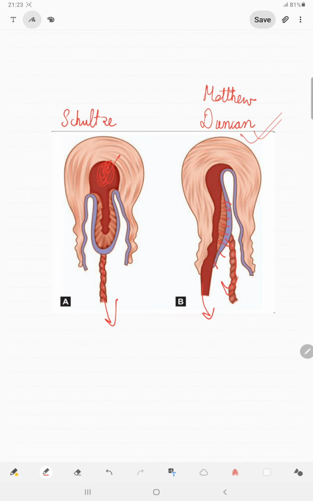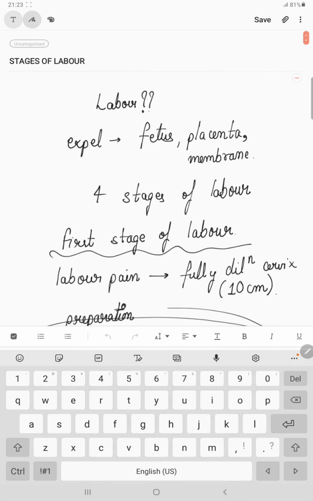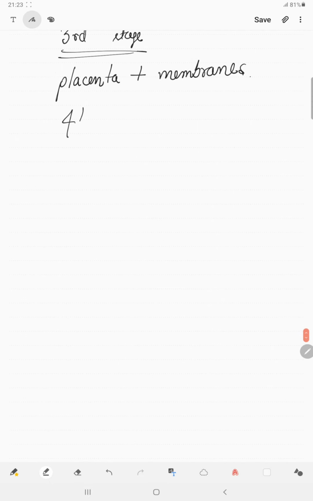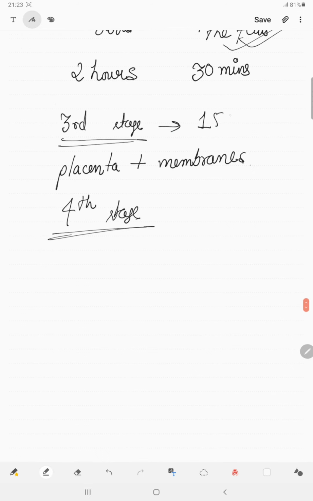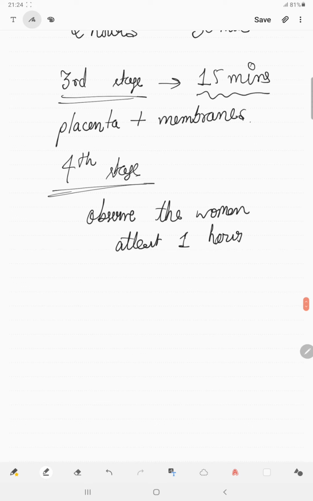And lastly, what is the fourth stage of labor? Remember that the third stage, for multigravida as well as primigravida, on an average lasts for 15 minutes only, right? And what is the fourth stage? The fourth stage is basically nothing. You are trying to observe the woman for any complications that might occur. You would observe her for at least 1 hour because you don't want any complications to occur.